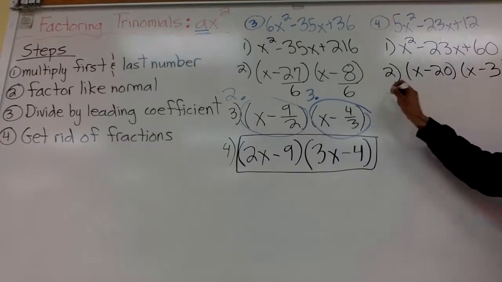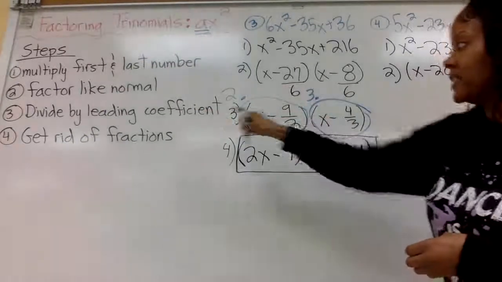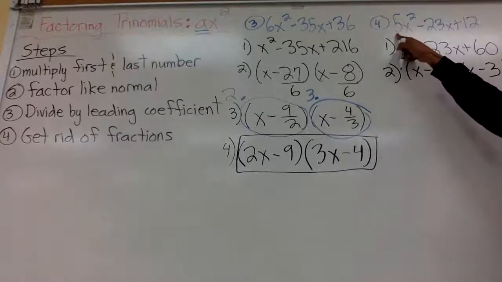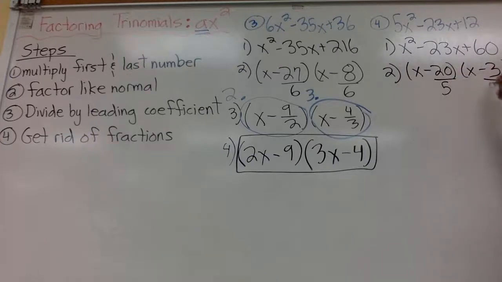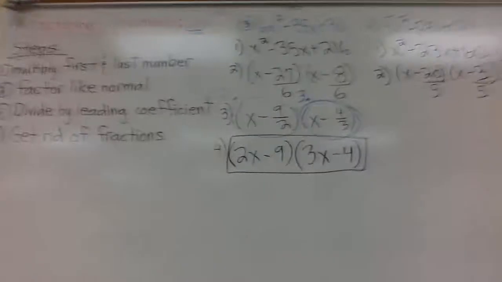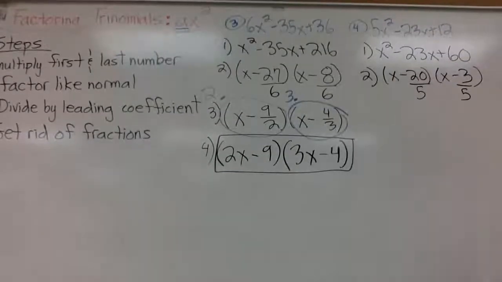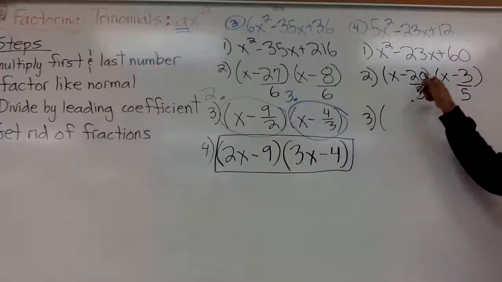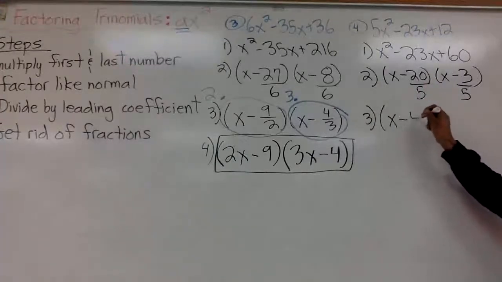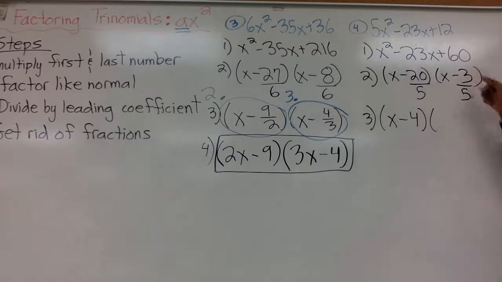All right, step 3 is to divide by the leading coefficient. The first number in the problem is 5. So I'm going to divide this by 5, and I'm going to divide this by 5. Reduce, reduce, reduce. So let me slide over a little bit so you can see that last one over there, okay? So this is going to give me 20 divided by 5 is 4. And 3/5 stays 3/5. I can't do anything with it. Leave it just like that.